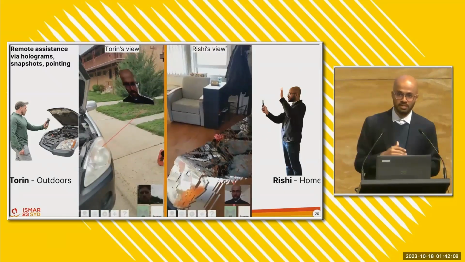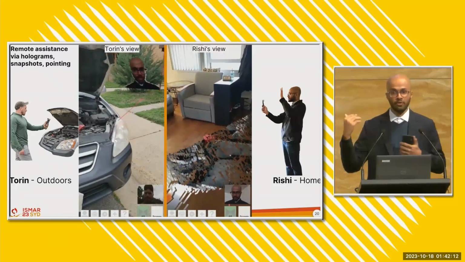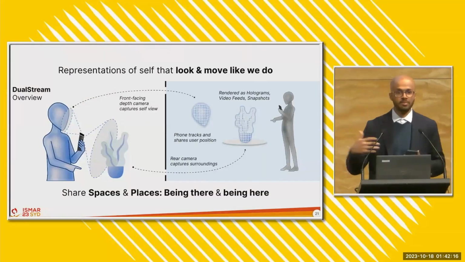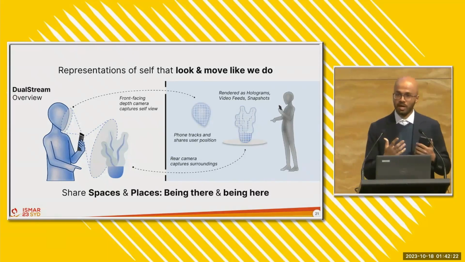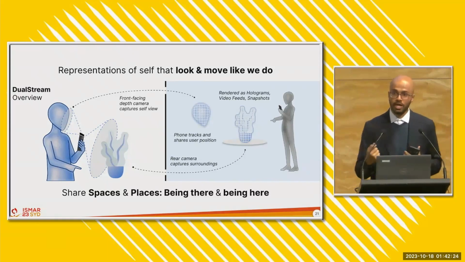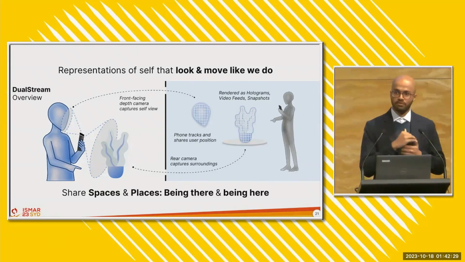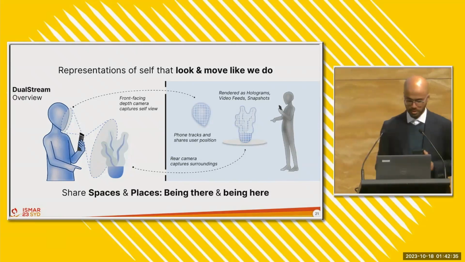And I also see Torin as if he's in my living room, walking around the car and asking for help. So I hope this helps reinforce the idea of what systems like DualStream are capable of doing. Mobile devices in this configuration enable us to interact with remote collaborators, with representations that look and move the way we do in real life. And by being able to share information about our surroundings with each other, we can both simultaneously be there with them and have them be here with us.